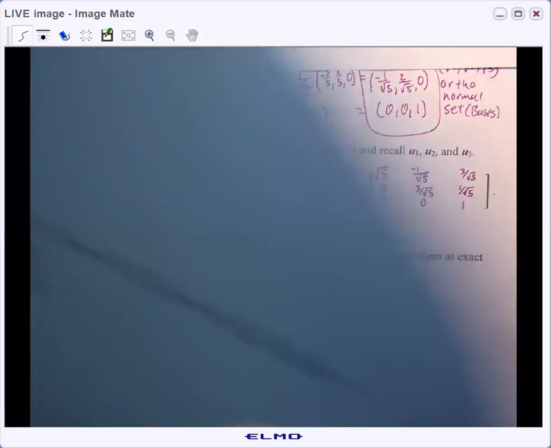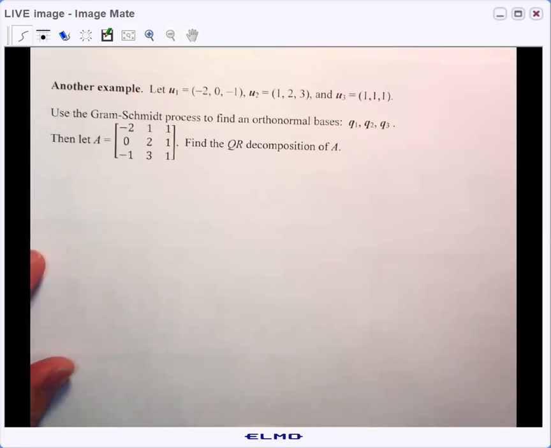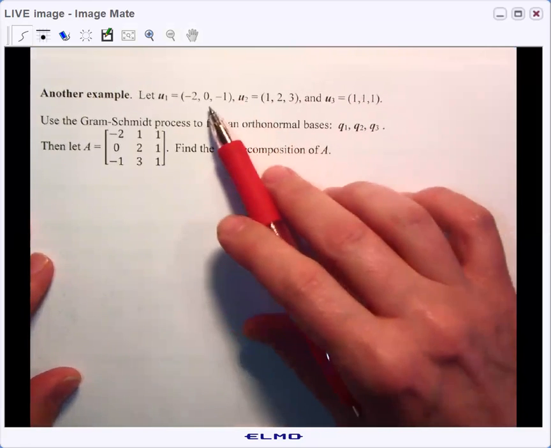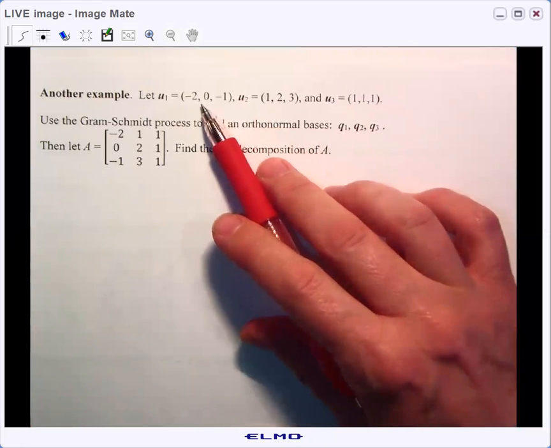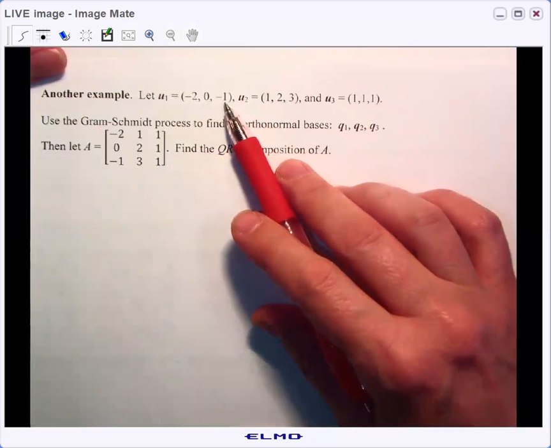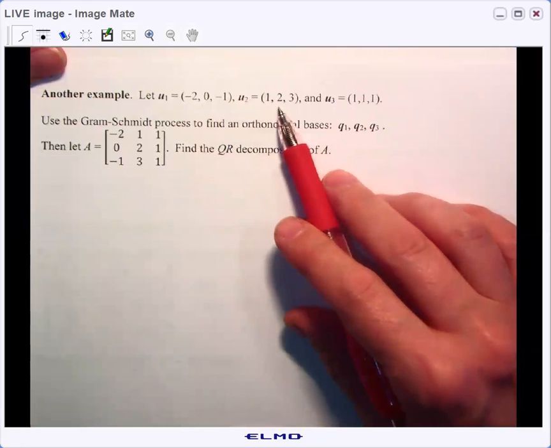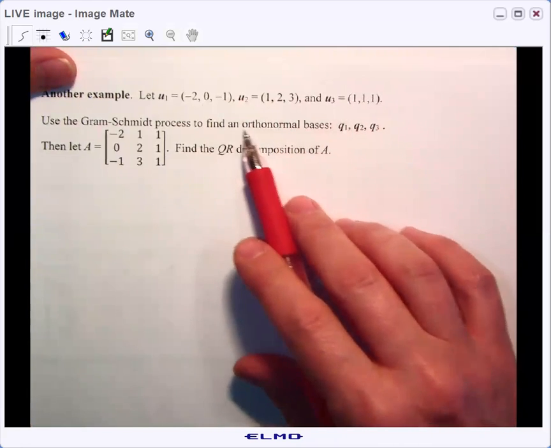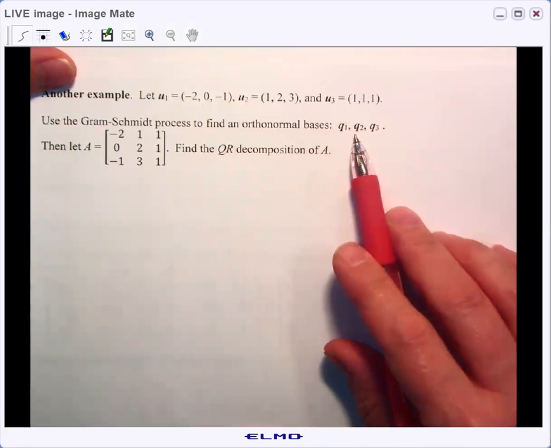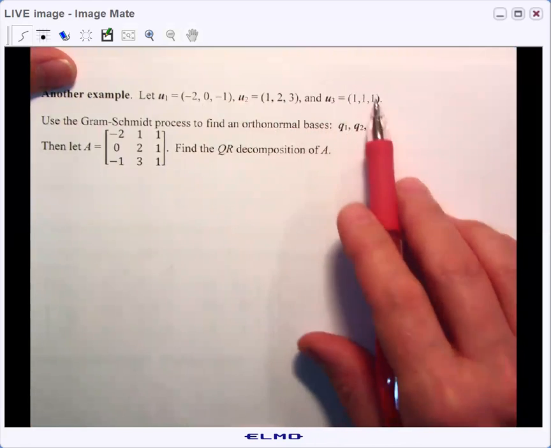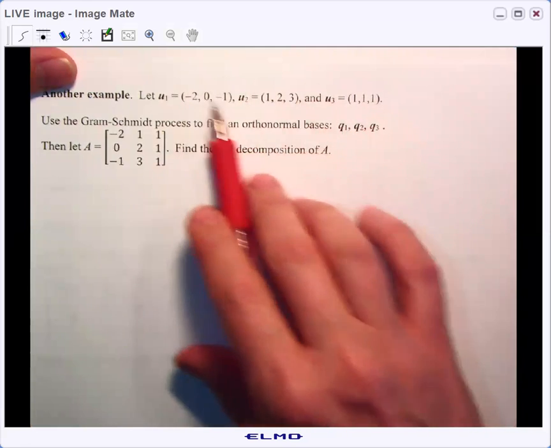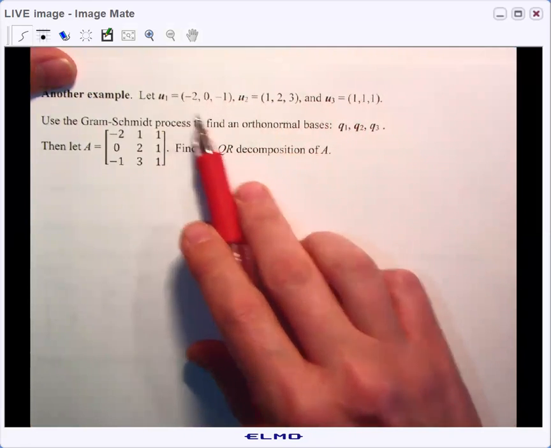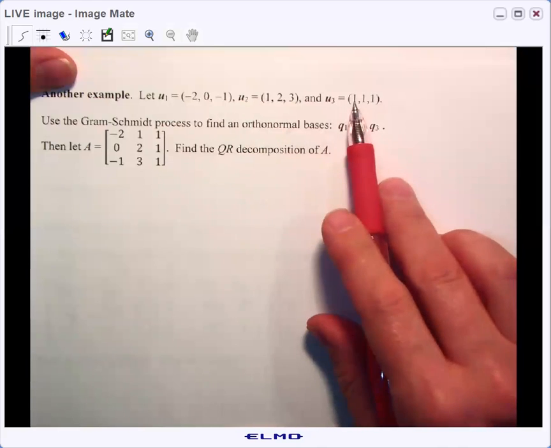So next up, I want you to try another problem here. I've tweaked things just a little bit. So let me give you the vectors negative 1, 1, 2, 3, and 1, 1, 1. So I want you to find an orthonormal basis Q1, Q2, and Q3 based on these vectors in that order. So start with U1, turn him into V1, then make V2, and then make V3.